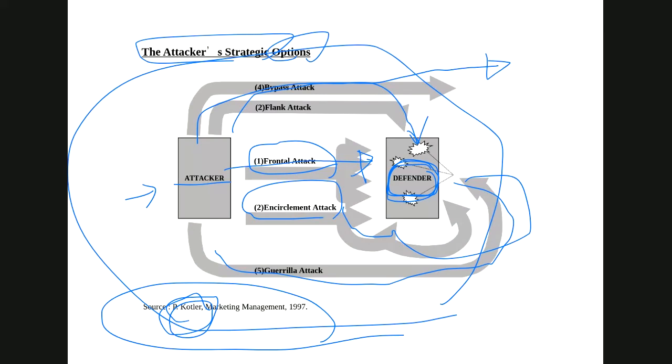Okay? Are you familiar with this strategy? Are you familiar with these strategies? You must be familiar with this.